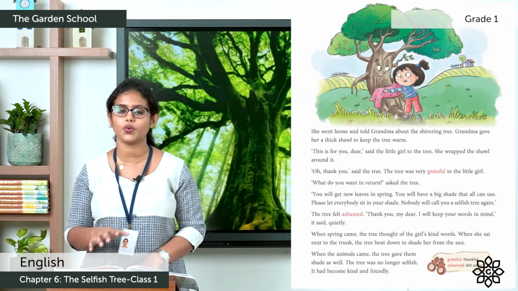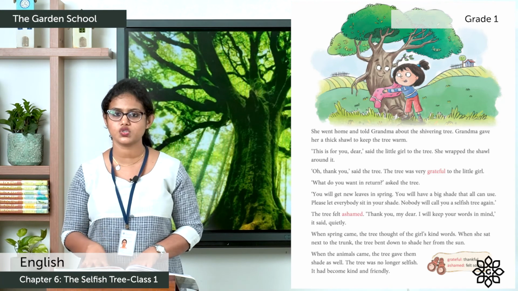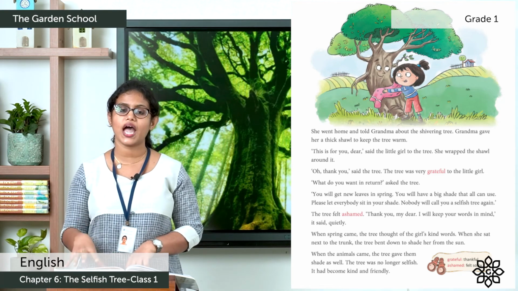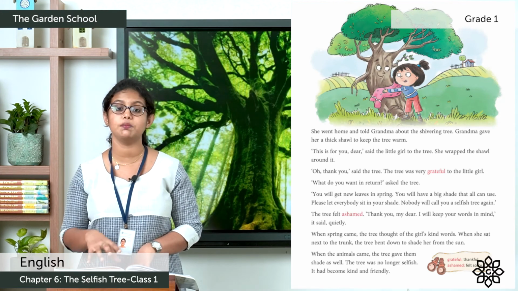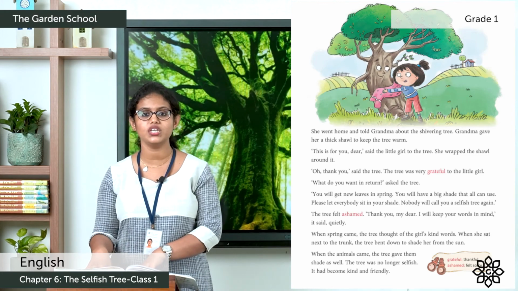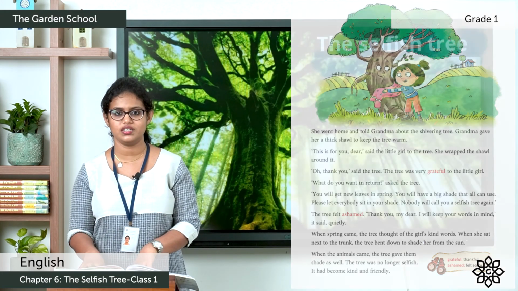So what happened when spring came? This tree gave shade to everyone. This tree gave shade to animals and birds. And it became very kind and friendly. So this is the story of the selfish tree.